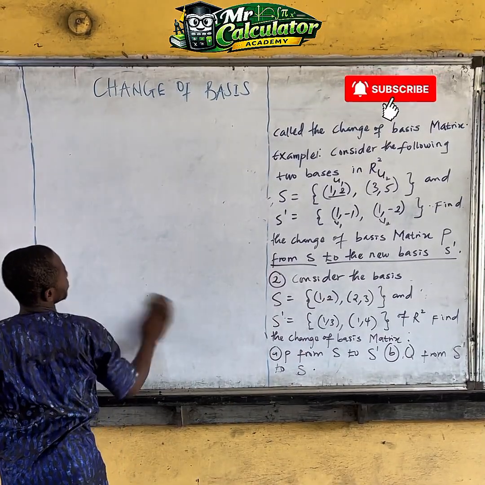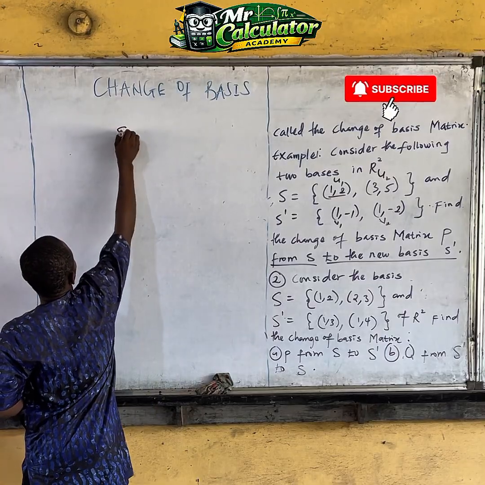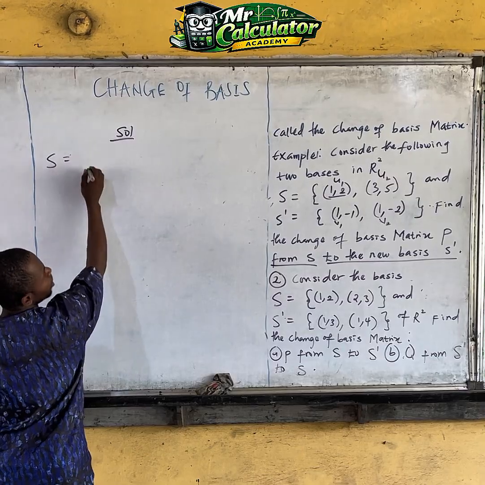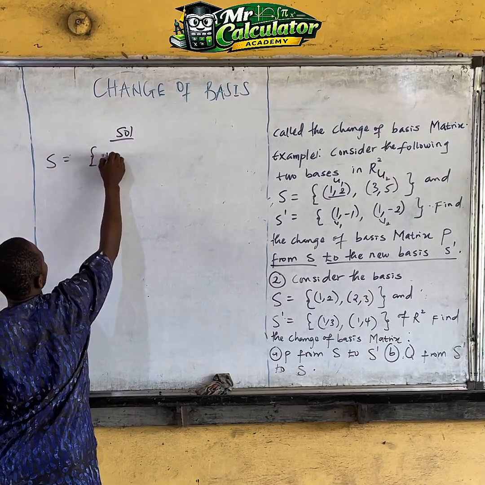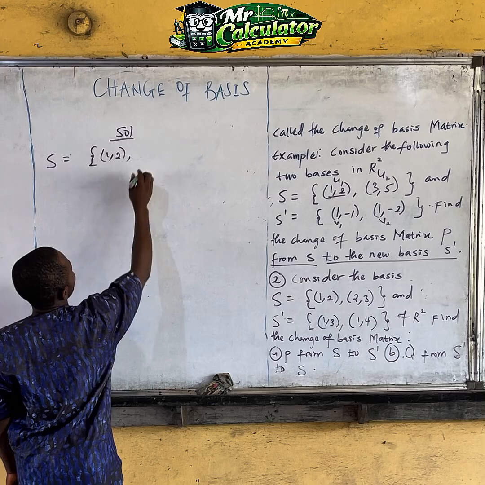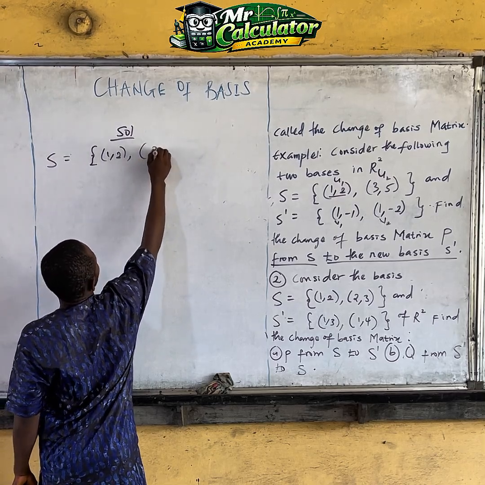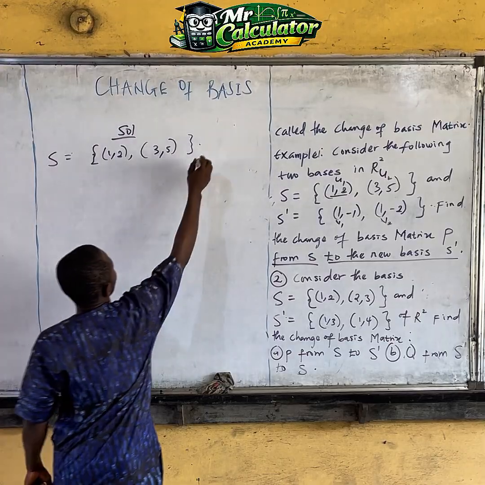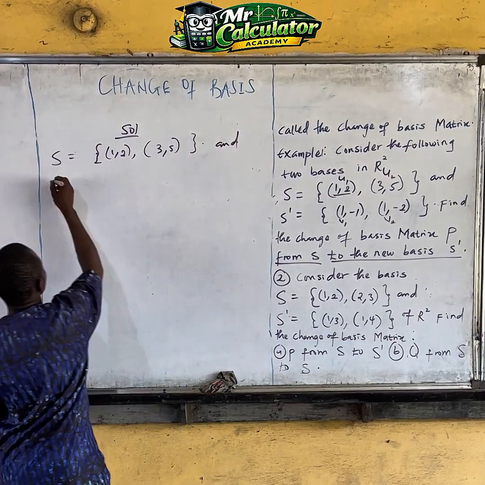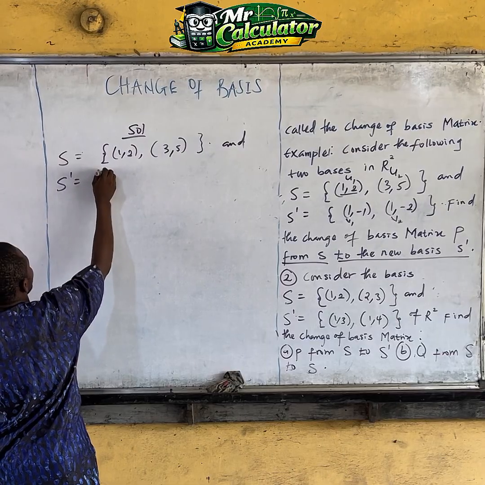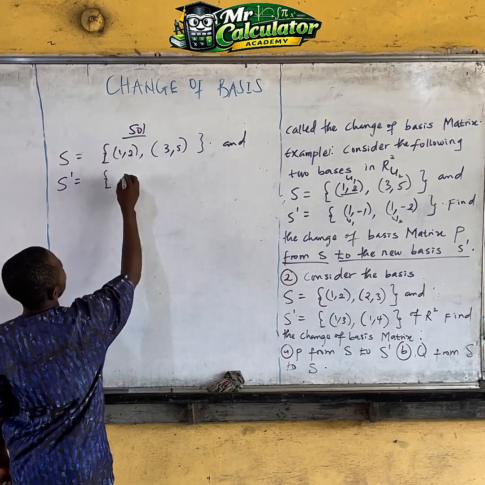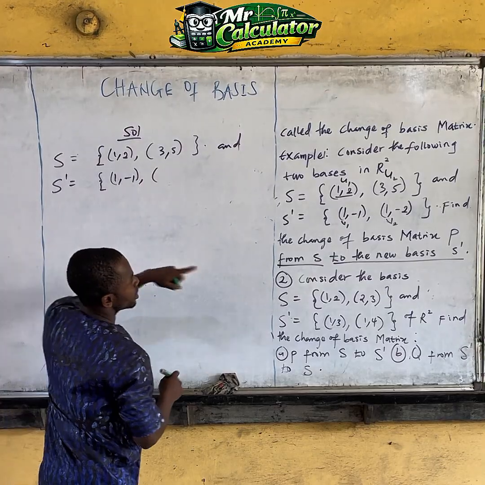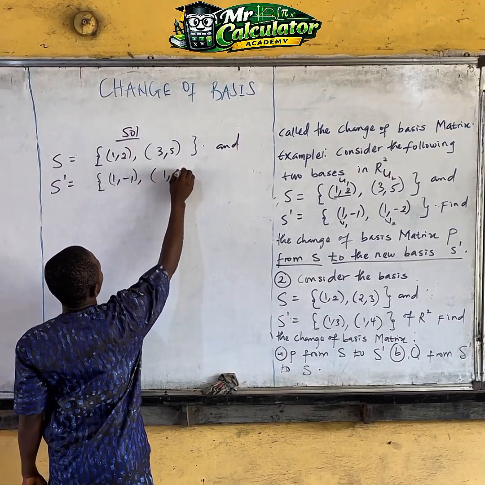Let's solve example 1. Solution. We are given that S is (1, 2) and (3, 5). And we are given that S prime is (1, -1) and (1, -2).